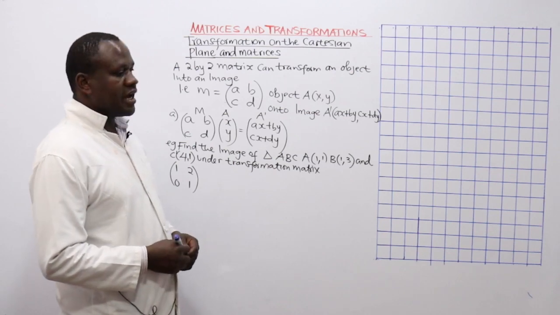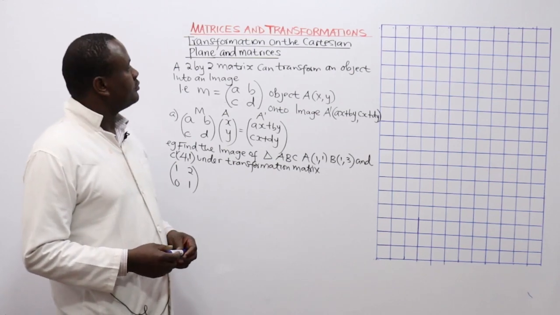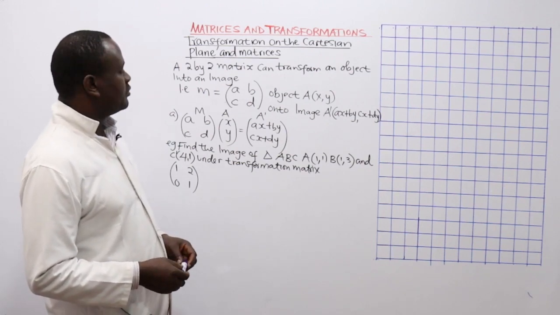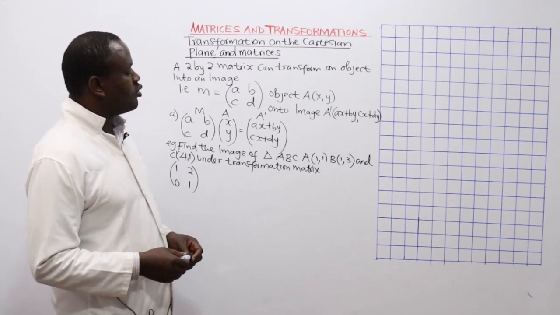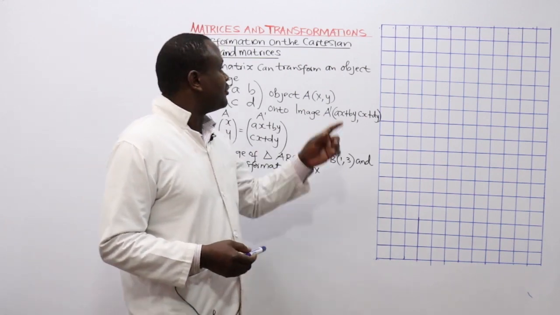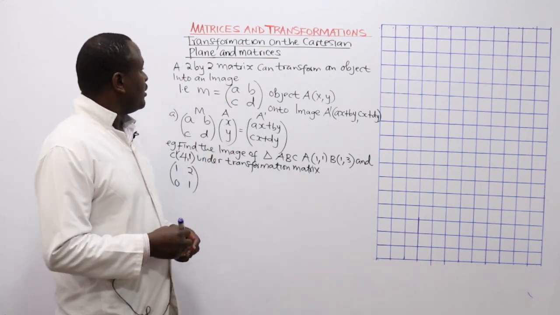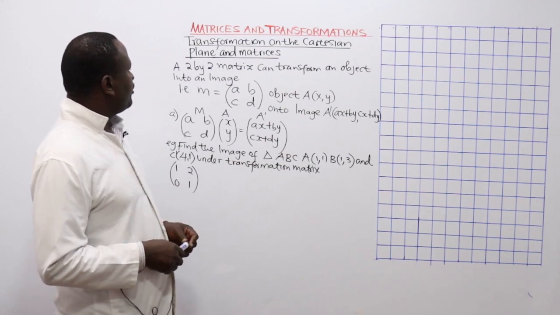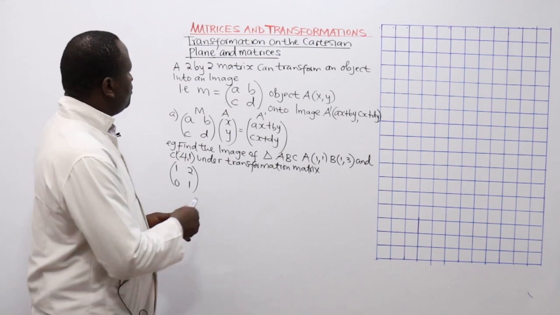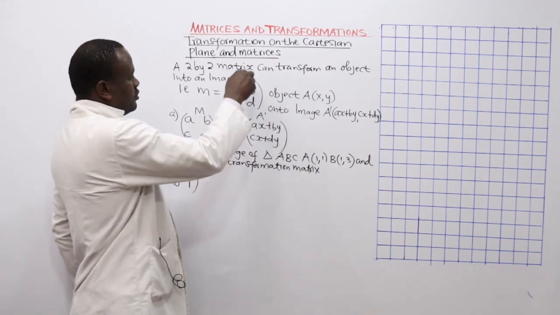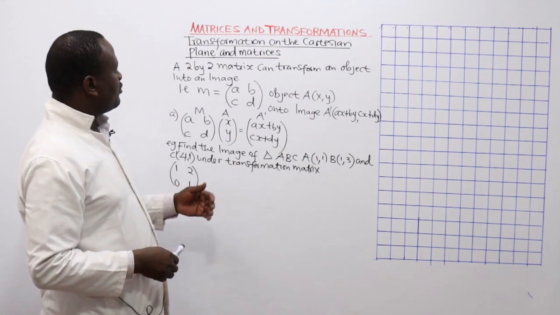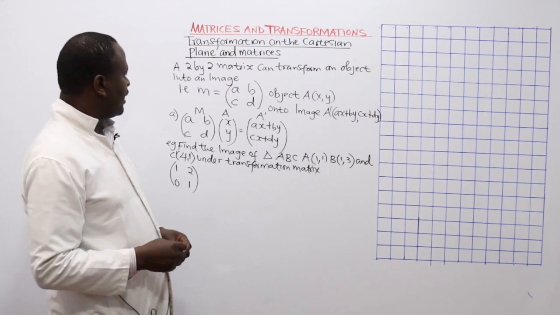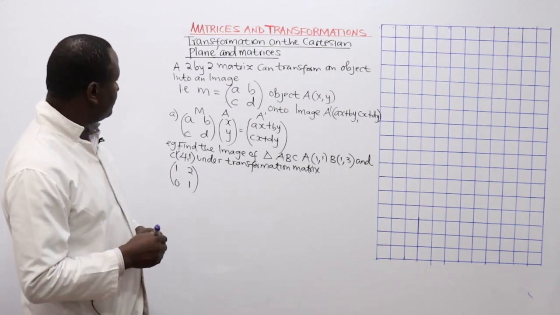And transformations are like reflection, enlargement, rotation. And we also have translation. But translation does not use matrices. The others, they use matrices. Now, if you are given a 2 by 2 matrix, 2 rows and 2 columns, we can transform an object into an image by multiplying using the rules of matrices.